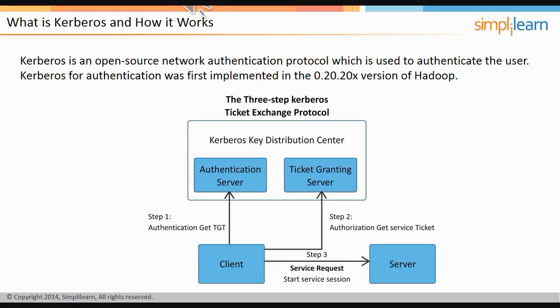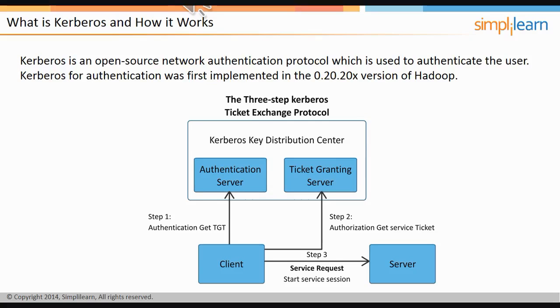Authentication. The client authenticates itself to the authentication server and receives a time-stamped ticket granting ticket, or TGT. Authorization. The client uses the TGT to request a service ticket from the ticket granting server. Service request. The client uses the service ticket to authenticate itself to the server that provides the service that the client uses, which can be either the name node or the job tracker. The client must undergo the above three steps in order to access a service in Hadoop. The authentication server and the ticket granting server together make the Key Distribution Center, or KDC.